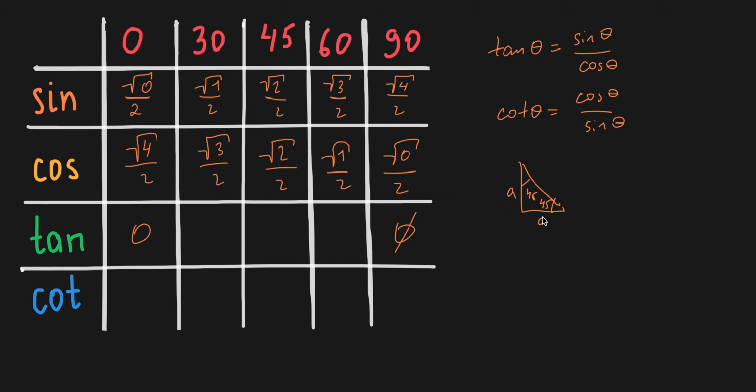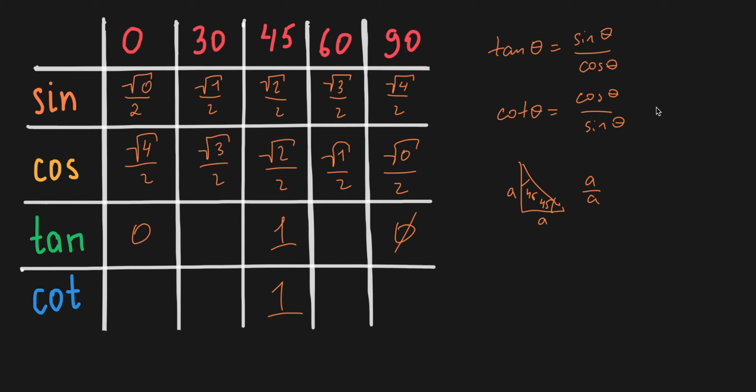And for tangent 45, for a right triangle with 90, 45, 45, tangent is opposite over adjacent, so that's going to be a over a, which is 1. Or, sine 45 and cosine 45 are equal, so sine 45 over cosine 45 is like a over a, which is 1. And for cotangent 45, it's cosine 45 over sine 45. Since they're equal, that's going to be 1 too.